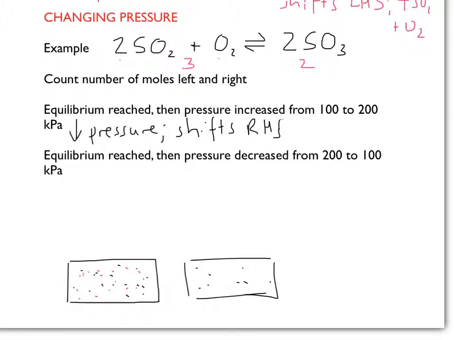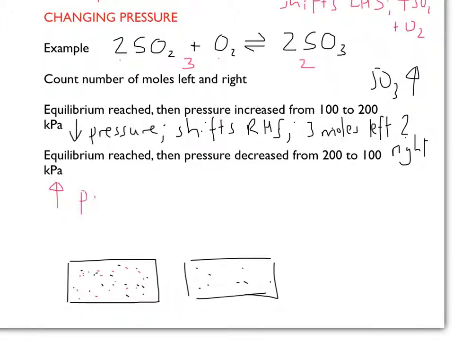because there are 3 moles left and 2 moles right, and so the yield of the SO3 will go up. In the last situation then, an equilibrium has been reached, and the pressure is decreased from 200 to 100 kilopascals. What happens to the equilibrium? Well, the equilibrium will try to oppose this change. It will try to increase the pressure again.